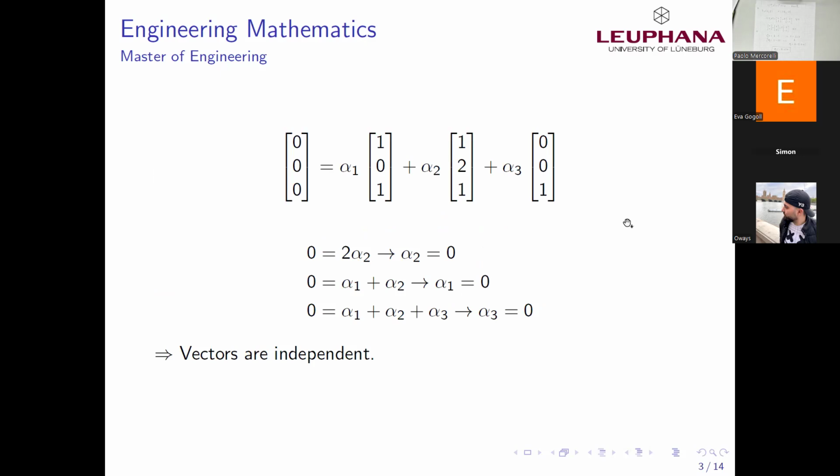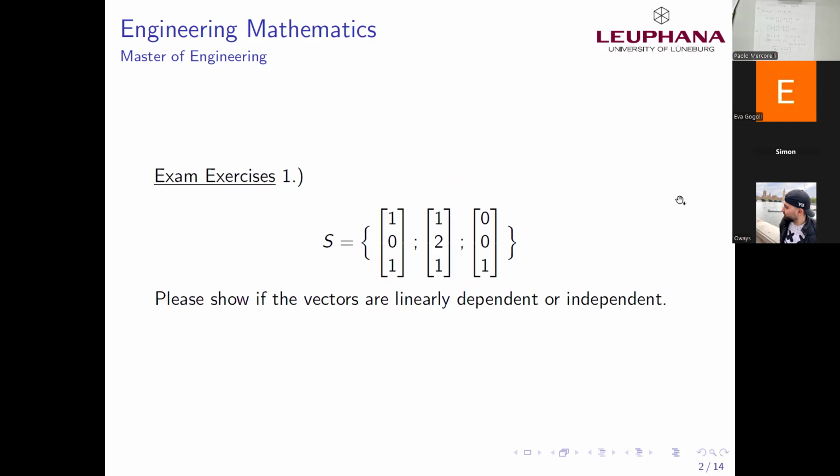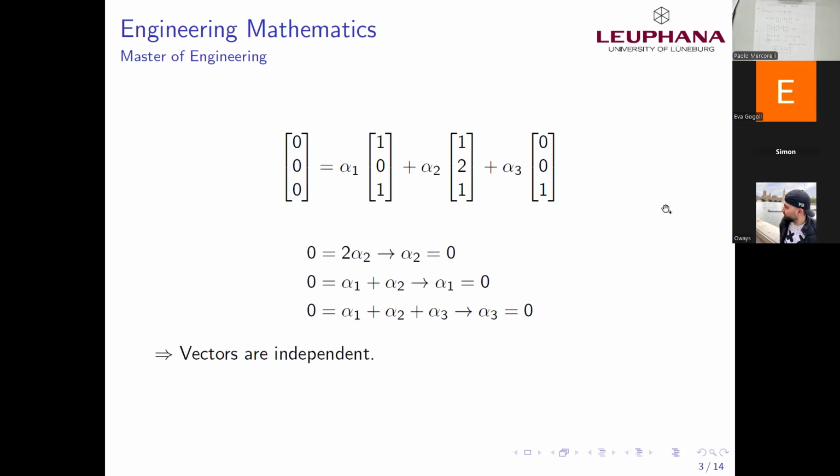Look, the definition: you will find the definition on the data sheet. This means you don't have to write the definition again. Directly apply the definition. (0, 0, 0) equals alpha 1 times (1, 0, 1, 0), plus alpha 2 times... oh, I made mistakes here. No, it's correct: (1, 2, 1), plus alpha 3 times (0, 0, 1).